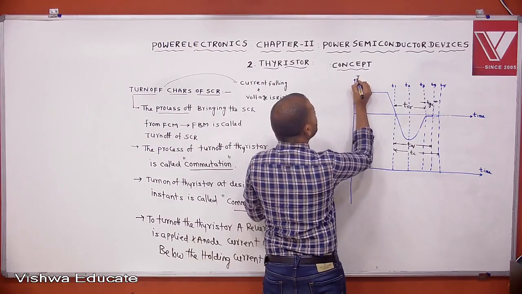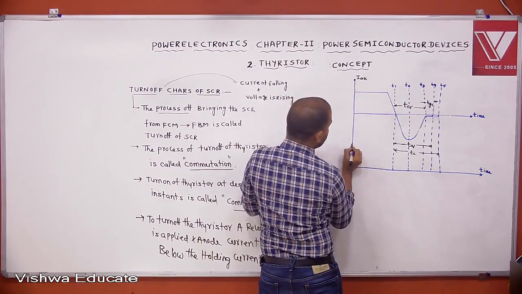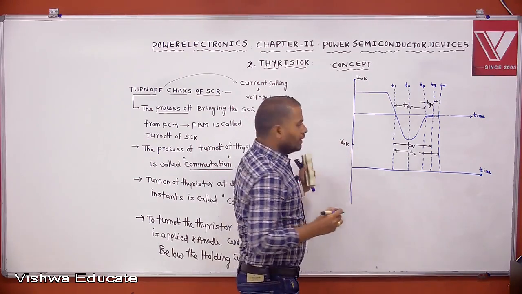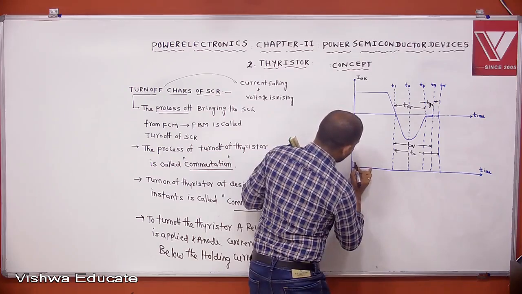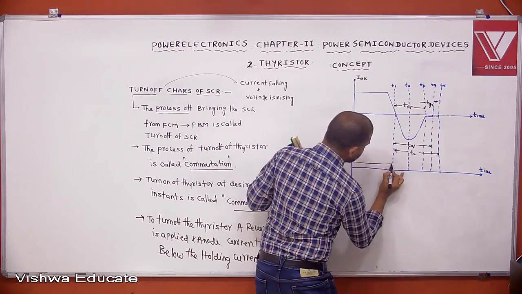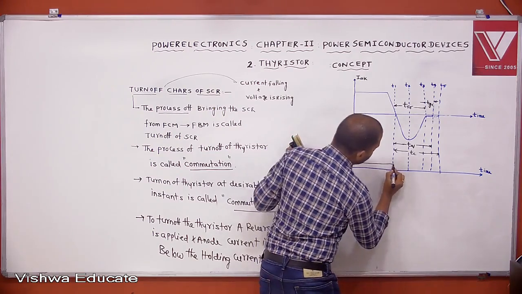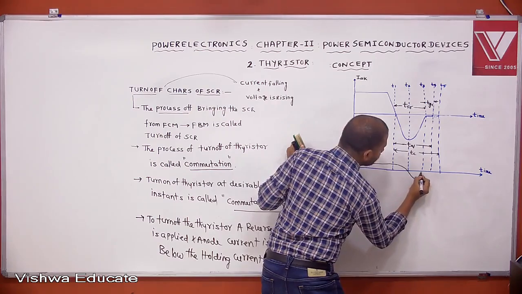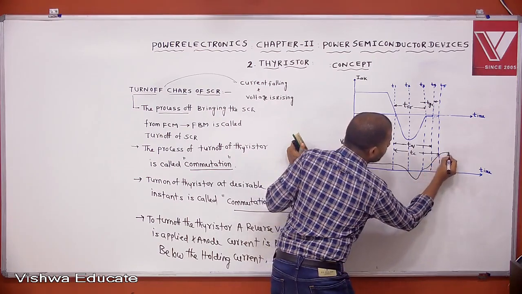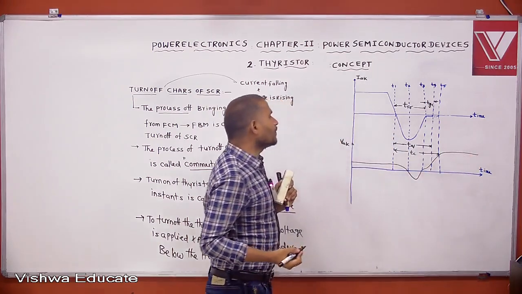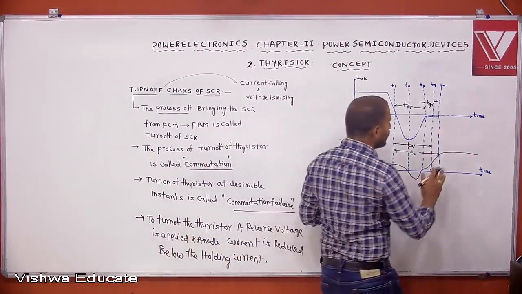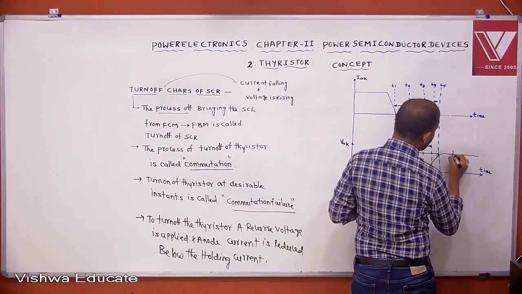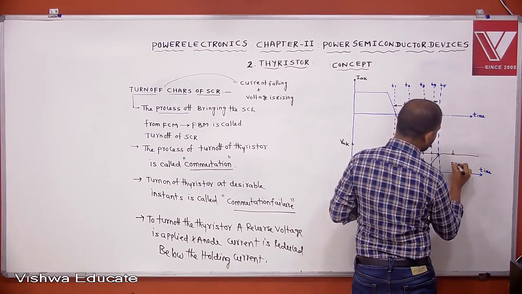Let this be the anode to cathode current, and this the anode to cathode voltage. We are bringing the SCR from the forward conduction mode to the forward blocking mode. This thyristor now comes into forward blocking mode.